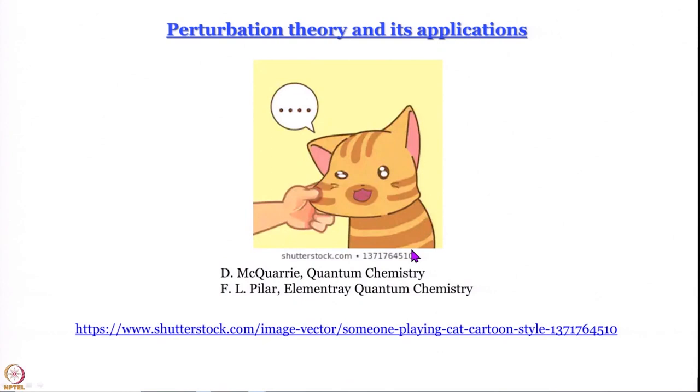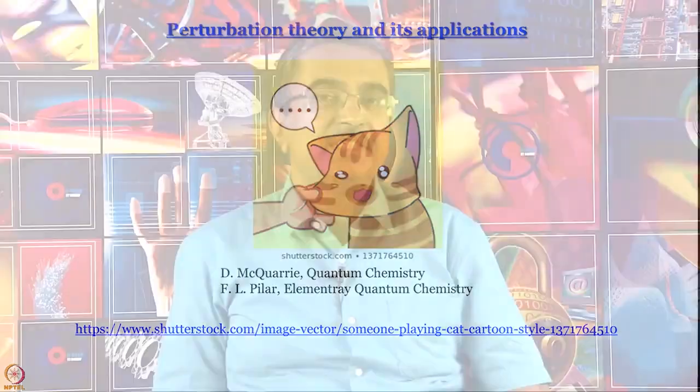We have been introduced to perturbation theory, and we have discussed why I think this cat represents perturbation theory nicely. Today we will complete our discussion, we will get an expression for delta E, the first order correction to energy, and we will do a very simple example of an application of perturbation theory.